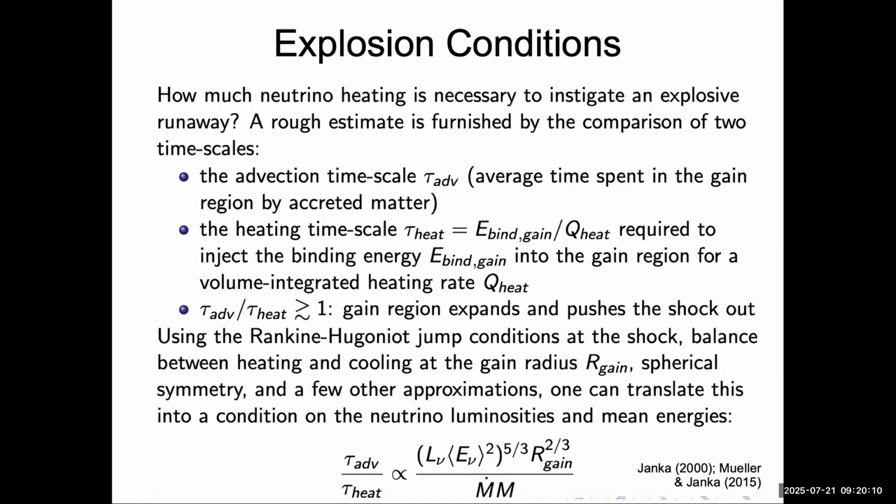And that eventually can be translated into conditions for the neutrino luminosity to be sufficiently high in order for that timescale ratio to be favorable. So it's been worked out that effectively this translates into a condition for the neutrino luminosity to be above some critical threshold, the critical neutrino luminosity, such that this ratio here is bigger than 1.